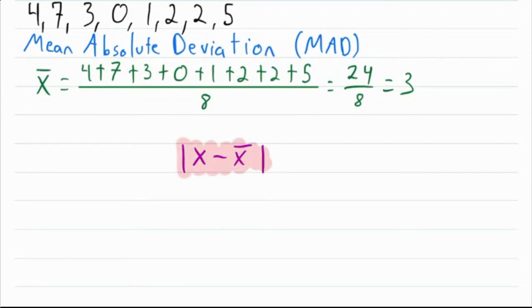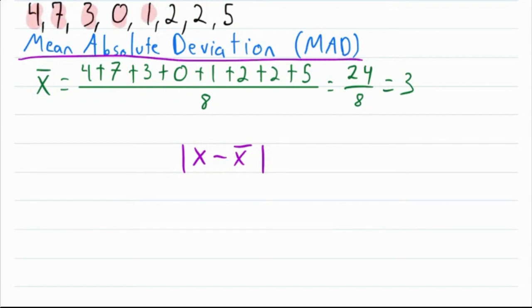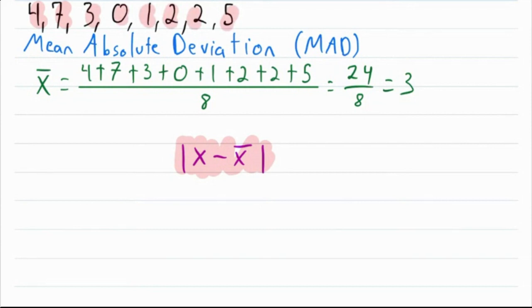And of course, we could calculate this distance for each value in the data set. We could calculate how much each value deviates from the mean. The mean absolute deviation is the average of those deviation values. It's the average of how much each of these data points deviates from the mean. So to calculate that, all we have to do is find this value for all of our data points, add them all up, and then divide by the total number of data points. It's just like calculating the mean of a different set of data.